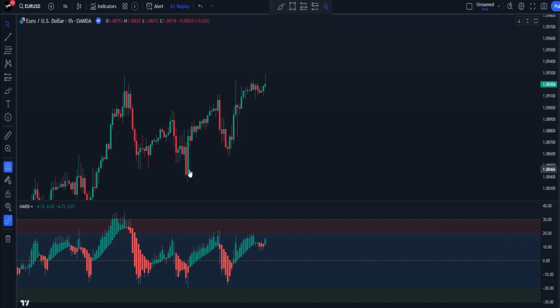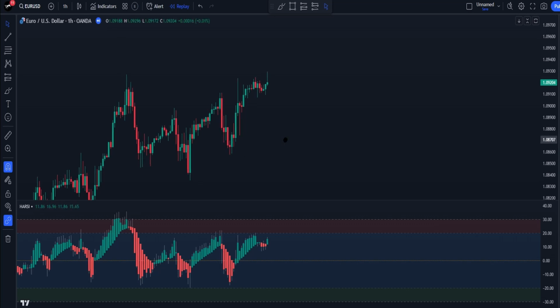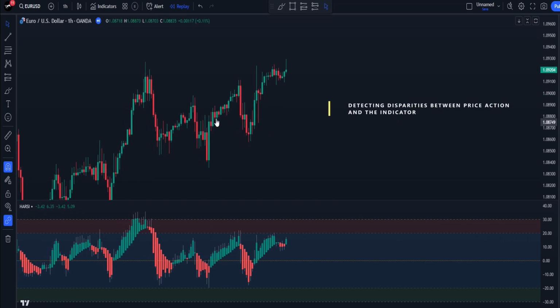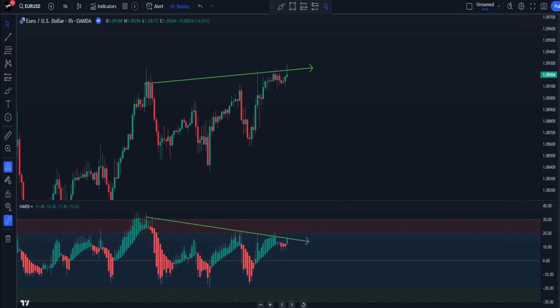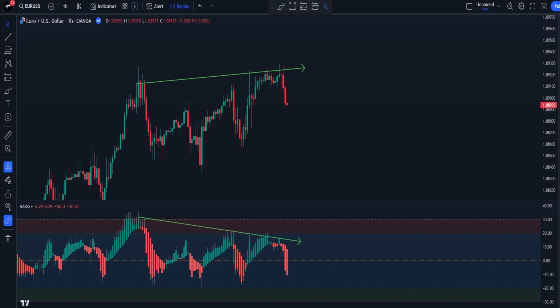However, alternative strategies might yield even greater profitability. One such approach involves detecting disparities between price action and the indicator. An illustration of this concept is evident. While the price was reaching higher highs, the Heikin Ashi candlesticks were manifesting lower highs. This divergence signals an impending bearish reversal, indicating a potential reversal of trend towards the downside.